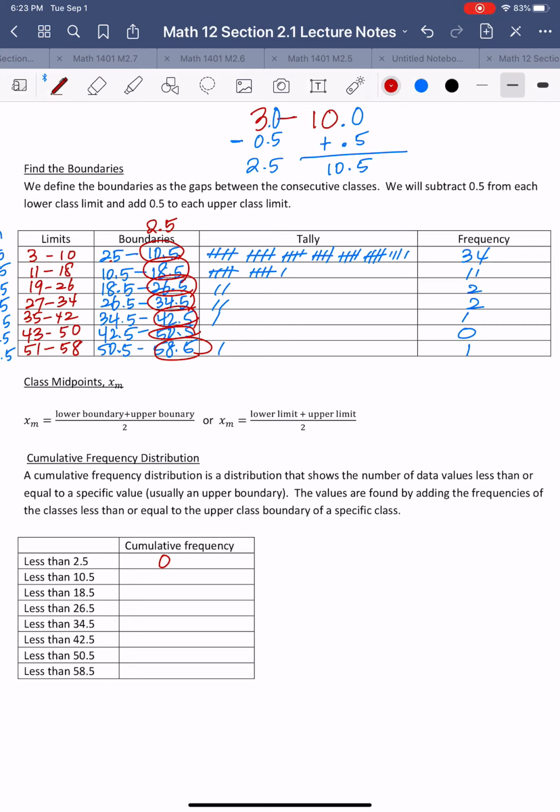And then 10.5, which is up to here, is 34. And then up to 18.5, you add 34 and 11 to get 45. And then up to here, adding 2 gives 47. Up to here, 49. Up to here, 50. And then up to here, nothing changed, 50. And then up to here, it's going to be 51. So that's what we call the cumulative frequency, okay? The last number that you find is always the same as the total number of data values. Alrighty, thank you for listening.